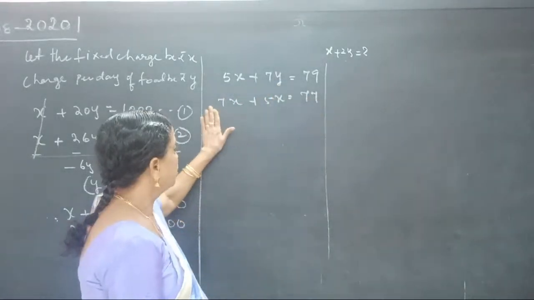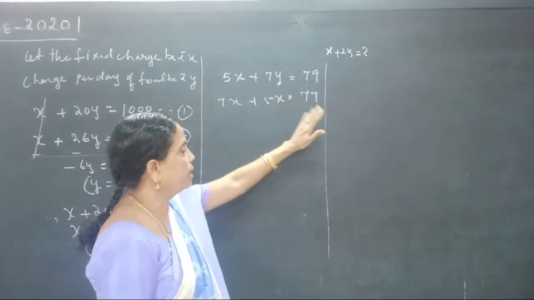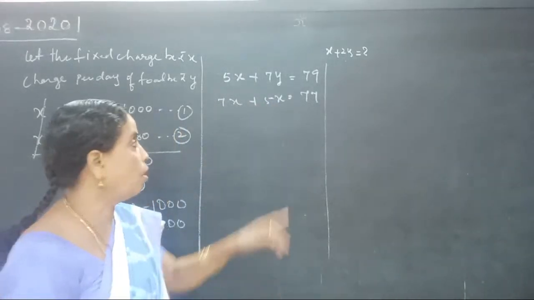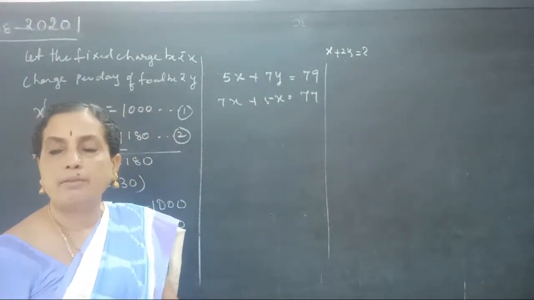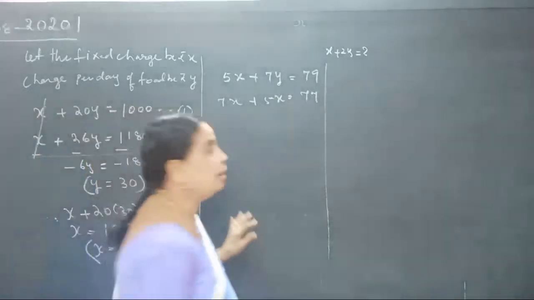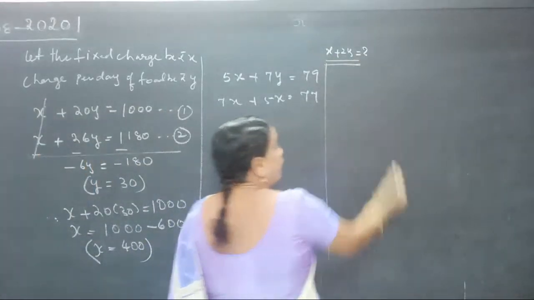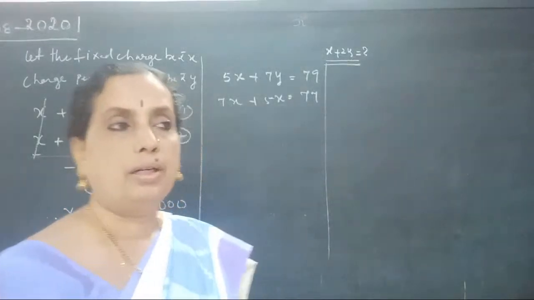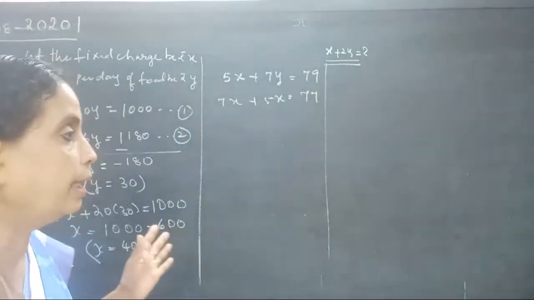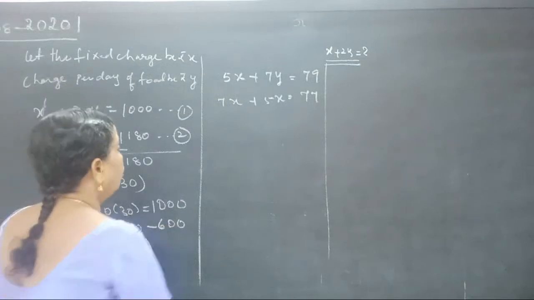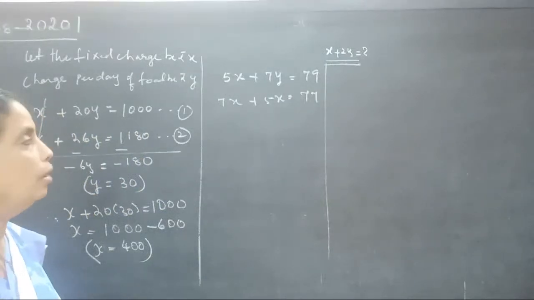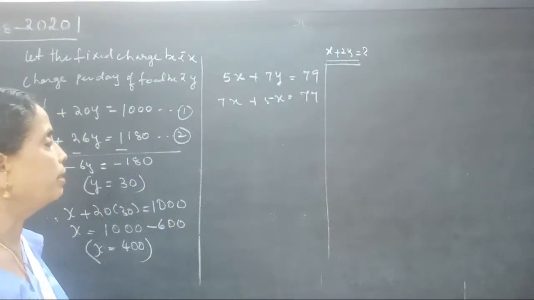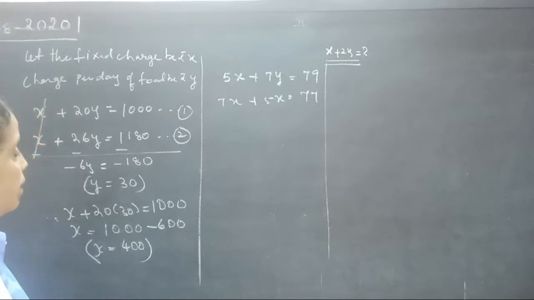Second condition, 7 books, 5 pencils, 77. What is the total cost of a book and 2 pencils? That means don't keep the x value and y value separately. We require the value of x plus 2y. Try to understand the question properly and complete your answer. So now it is an interchange. You can do it easily by adding and subtracting, or you can multiply the first equation by 7 and the second equation by 5. You can get the answer.